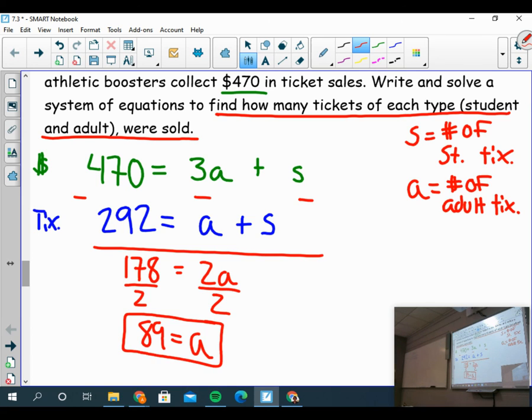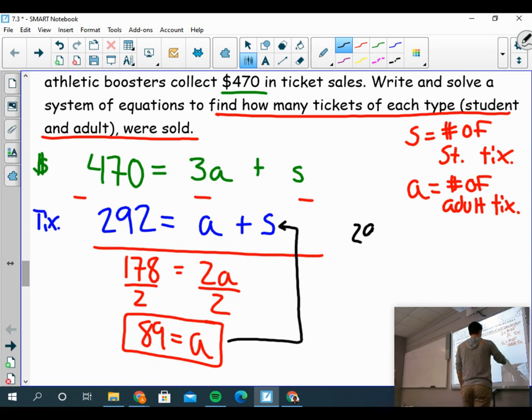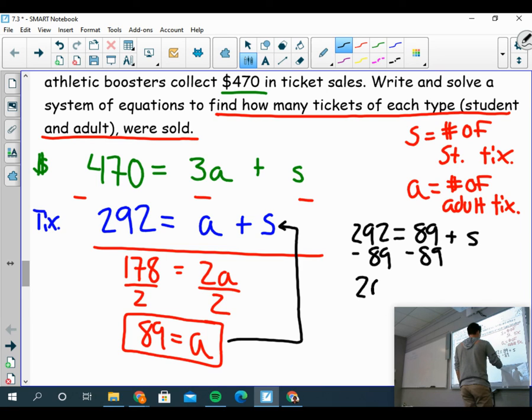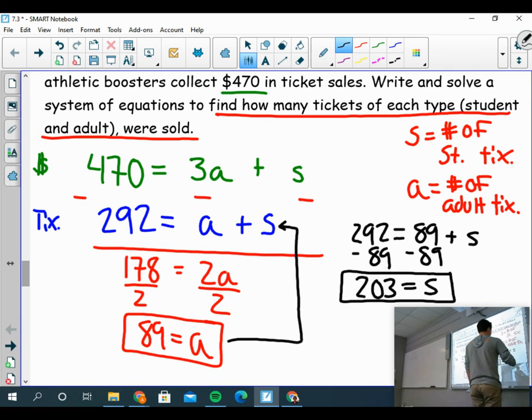Well, we need to figure out the number of student tickets. So we plug our variable back in. I think the bottom one's probably a little easier to work with. 292 equals 89, since we know that's what A is, plus S, which leads us to finding that 203 is the number of student tickets. Okay? 89 adult tickets and 203 student tickets.